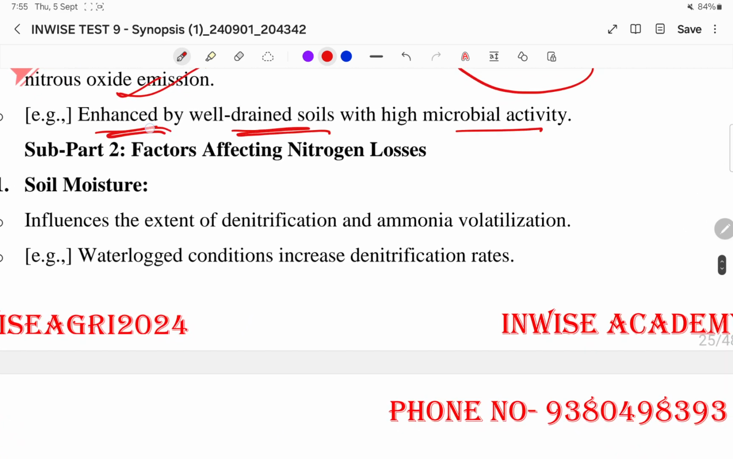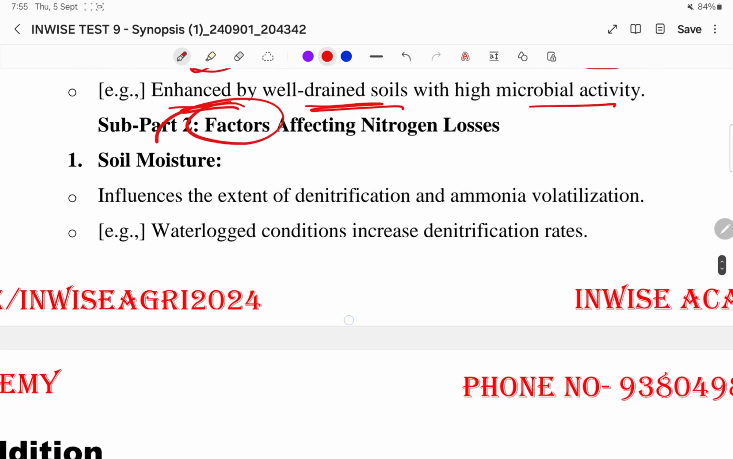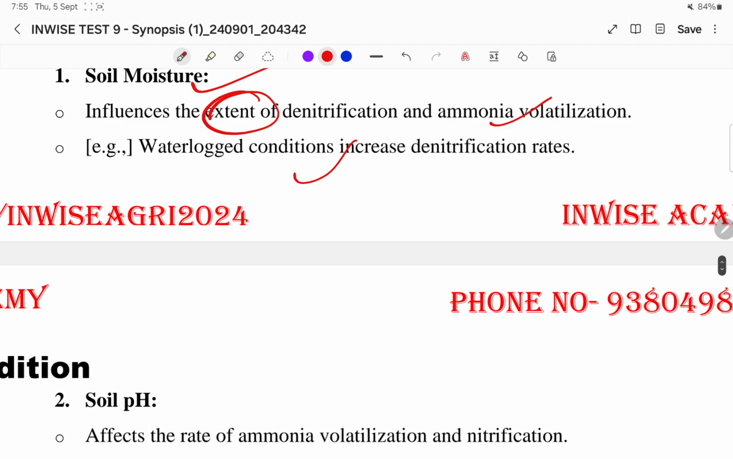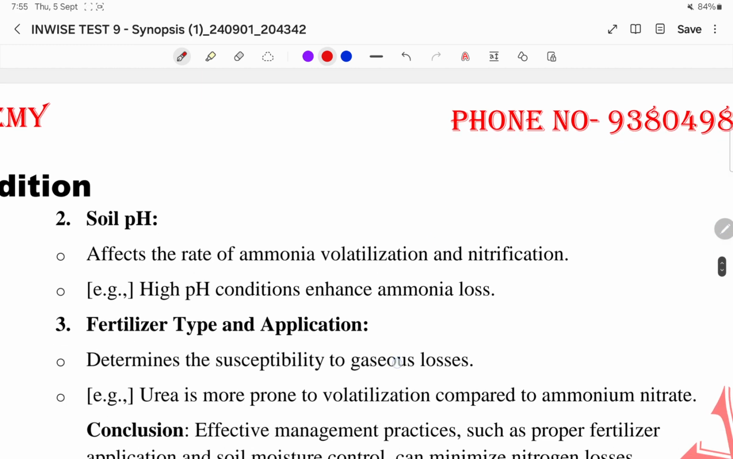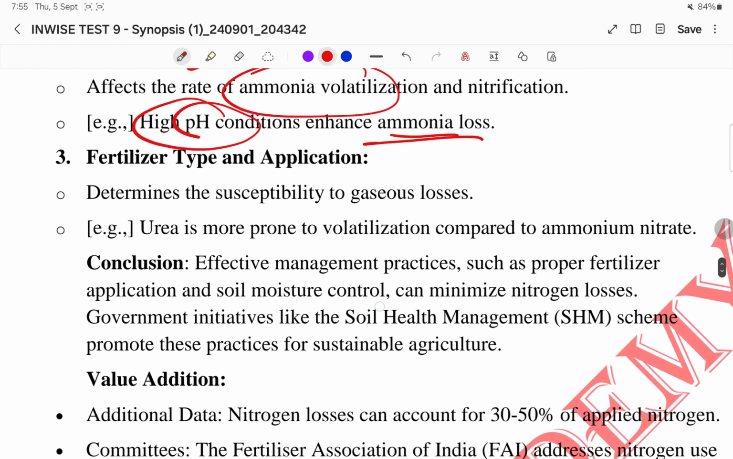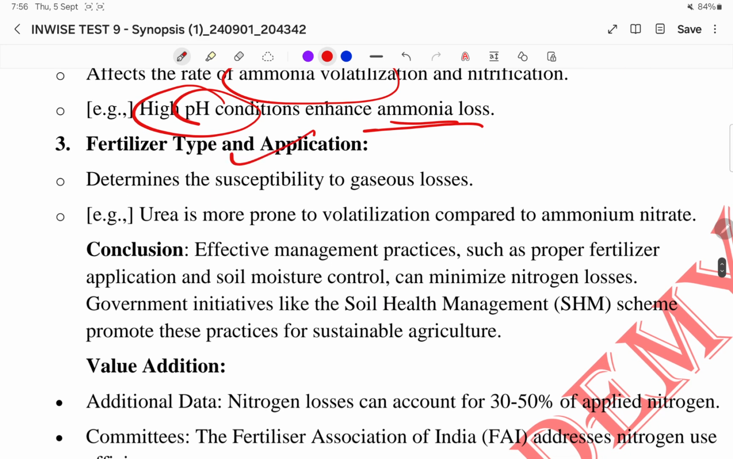Then come to what are the factors affecting that. Of course, soil, plant, and climate also. So let's see one by one. It influences the extent of denitrification and ammonia volatilization. Waterlogged conditions improve that, meaning it increases the denitrification rate. Then pH also affects the rate of ammonia volatilization. See, high pH conditions enhance the ammonia loss. Then fertilizer type also, the type of fertilizer you're applying.